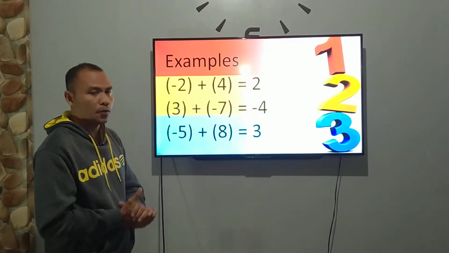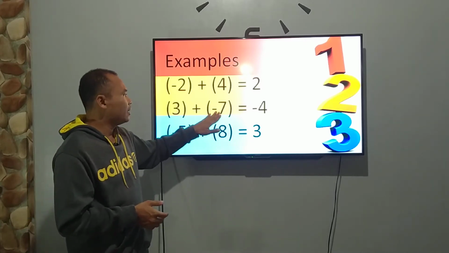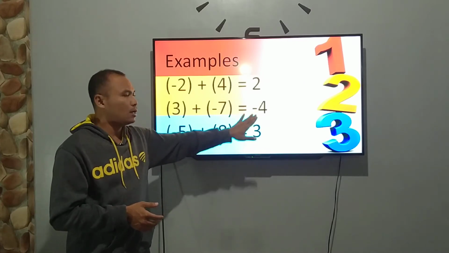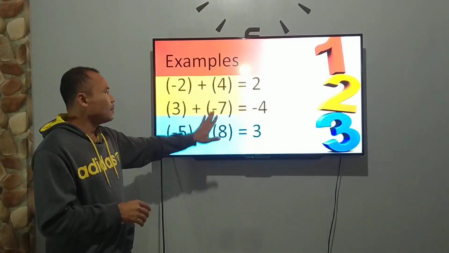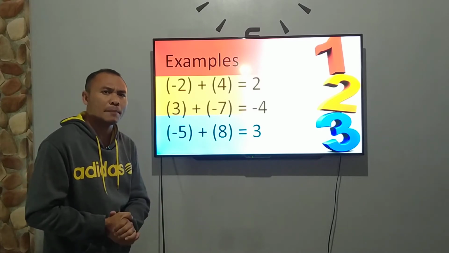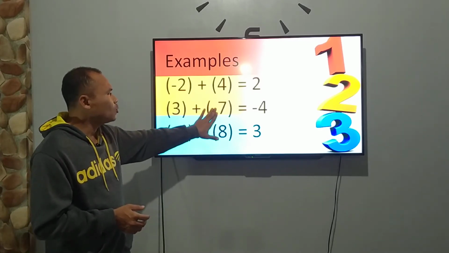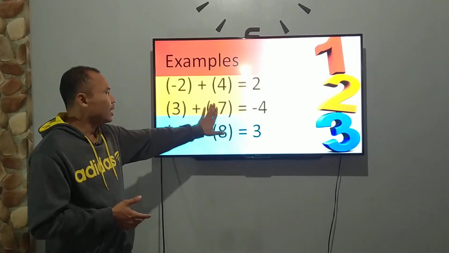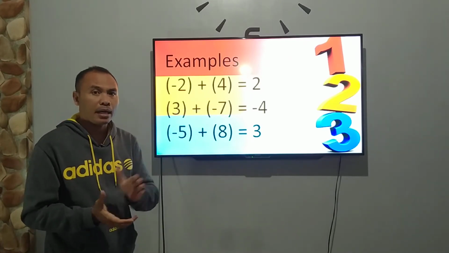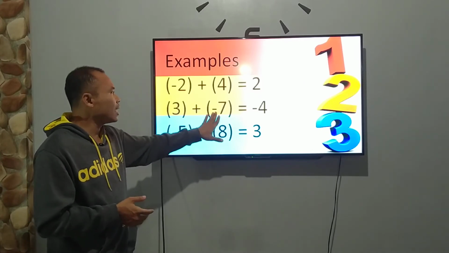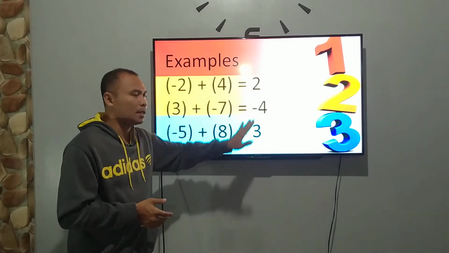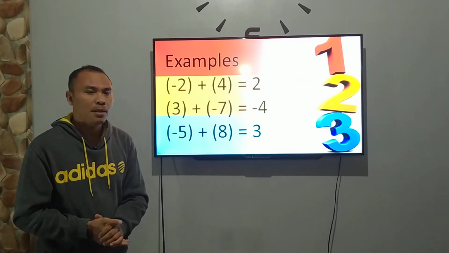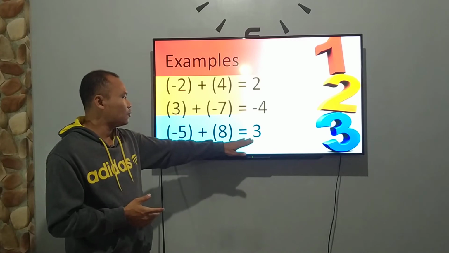Let's try this one. 3 at 7. Diba magkaiba? Negative at positive. 4 ang sagot natin. Bakit negative? Ano bang malaki? Absolute value kasi pinag-uusapan natin. Tanggalin mo kunwari yung negative. Mga negative o positive, huwag mong isipin. Anong malaki? 7 or 3? Diba malaki ang 7? So ano ang sign ng 7 ngayon? Negative. Kopya. Negative 4. And last example, we have negative 5 plus 8 is equal to positive 3.